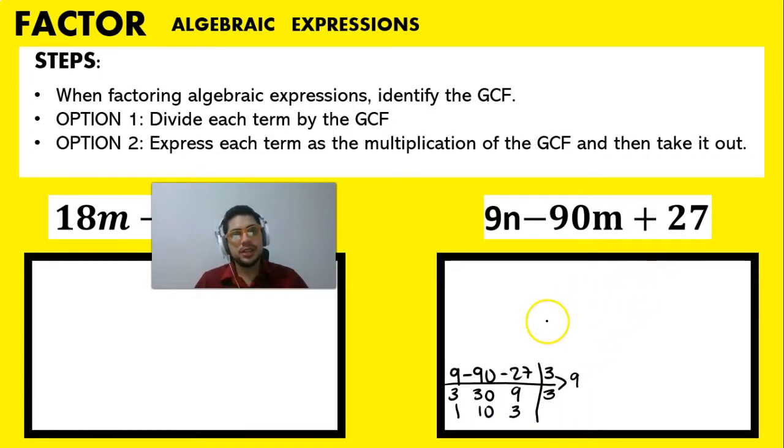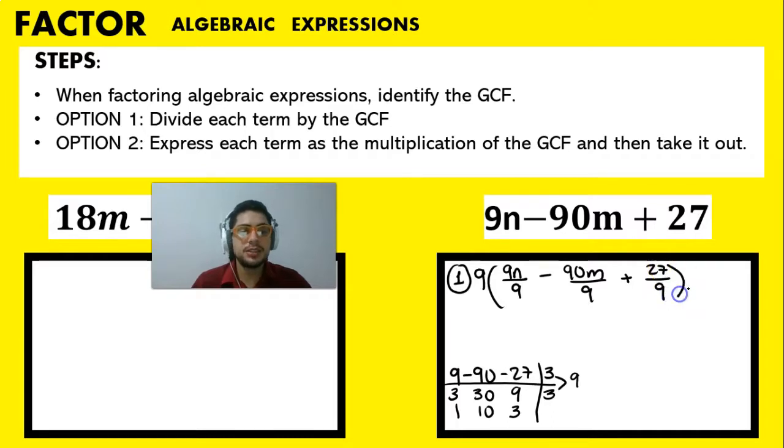So 9 is going to be our greatest common denominator, right? The first way is putting our greatest common factor, and then 9n divided by our greatest common factor, minus 90m divided by our greatest common factor, plus 27 divided by our greatest common factor, which is 9. So 9n divided by 9 is n, minus 90m divided by 9 is 10m, and plus 27 divided by 9 is 3. And that is option 1 in which we can express them as factors: 9 multiplied by n minus 10m plus 3.